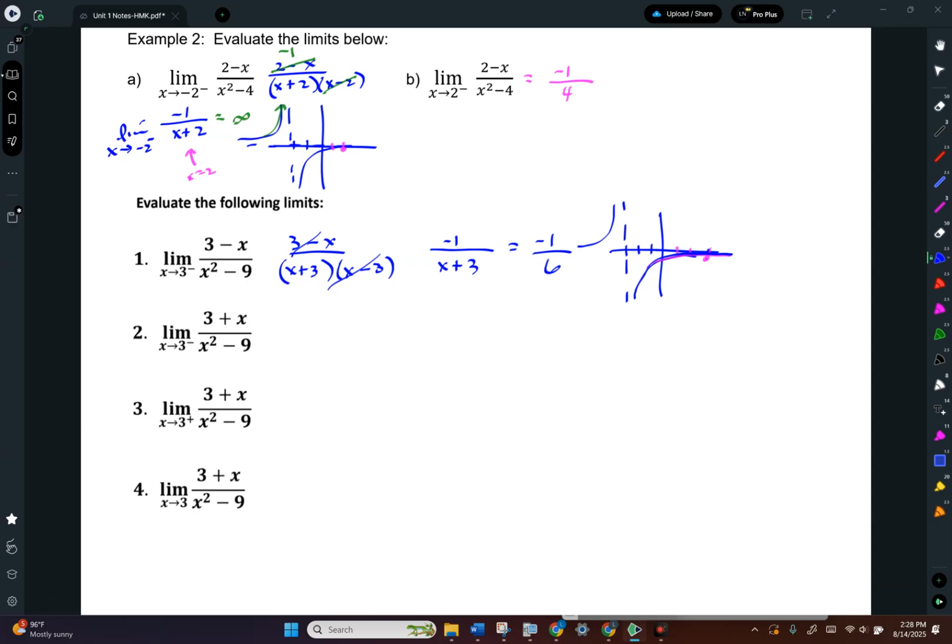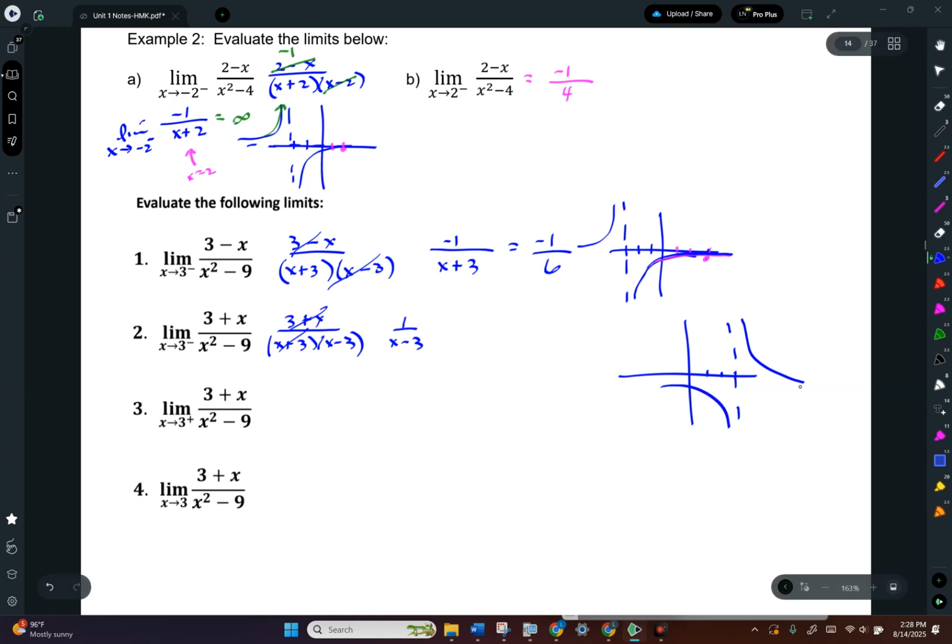Okay? Now notice number 2, what's the difference? Well, the top is different. So even though I have the 3 plus x, the factors on the bottom are still x plus 3, x minus 3. So how is this graph going to be different? Well, if this is just 1 over x minus 3, first of all, it's the 1 over x graph, but it's not flipped, right? So here's my asymptote. I've got my 1 over x graph. Okay, that kind of looks like it goes below the y-axis, and it doesn't. So something like this. And this one says, what's the limit as x approaches positive 3 from the left?